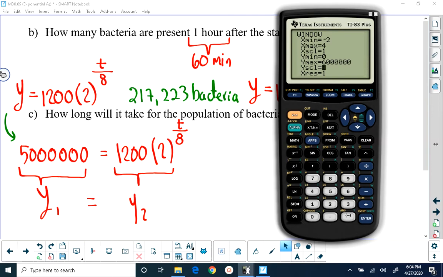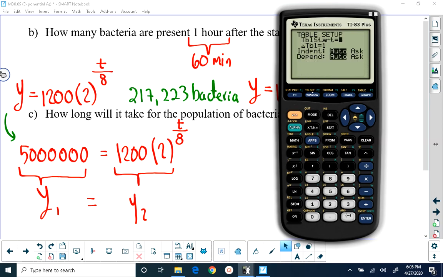For the scale, it doesn't really matter. I'll put a tick every 1 million. Now, how do I determine my x? We're always going to start with these applications at x equals 0. One of the things I can do is use my table. So I'm not going to worry about the graph right now.